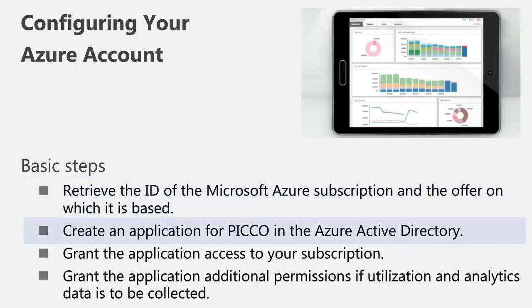Additionally, you need to create an application for PICCO in the Azure Active Directory and grant it access to your subscription. PICCO can collect utilization and analytics data from Microsoft Azure in addition to usage data and costs. In this case, the application requires additional permissions. Let us look at these steps in more detail.